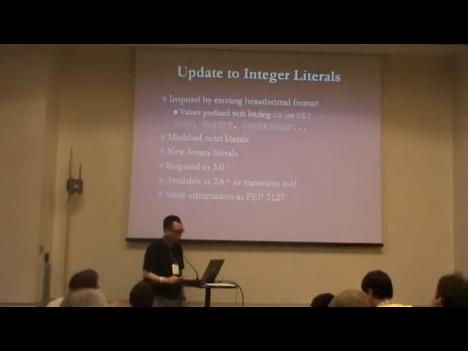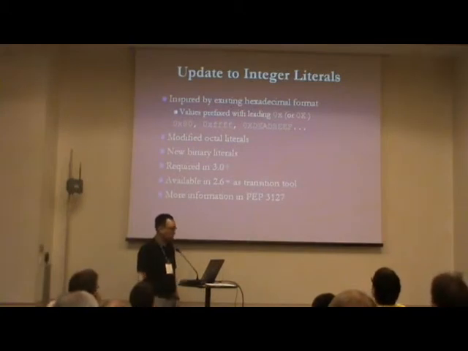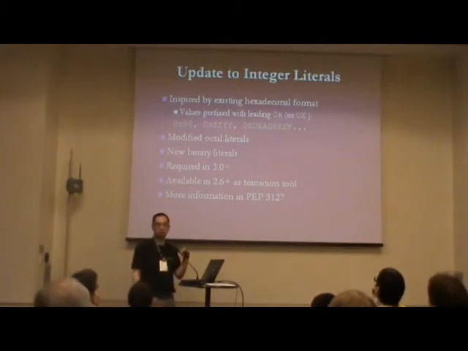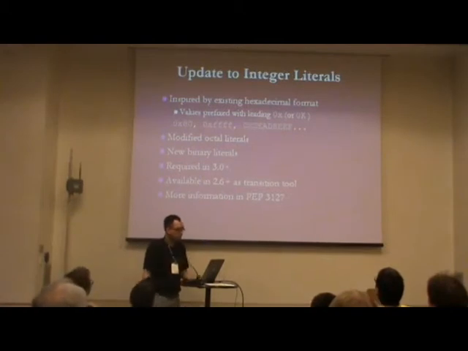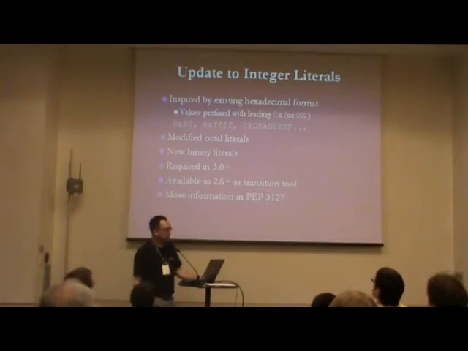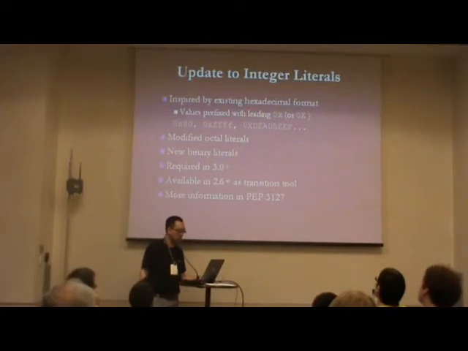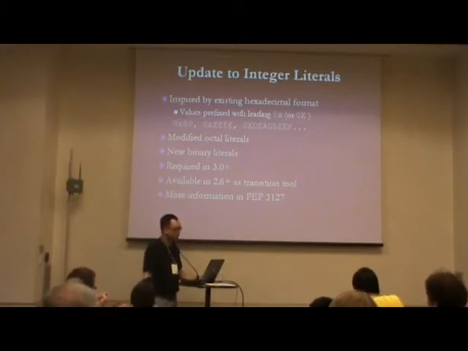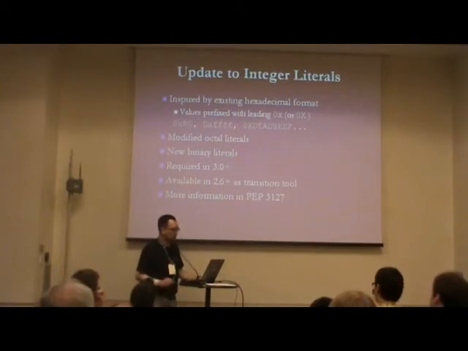All right, so enough about division. Let's talk about integer literals for a little bit. So this was inspired by the existing hexadecimal format. So you know that a hex number is 0x and then a hex value, all right? So the changes are coming to octals and binaries. Octals are changing, binaries are new, and these things I'm going to tell you in the next few slides are required starting in Python 3.0, but they are available starting in 2.6 as a transition tool.